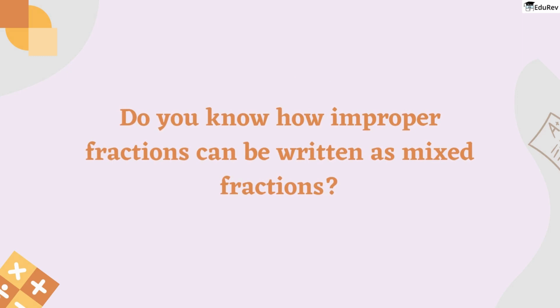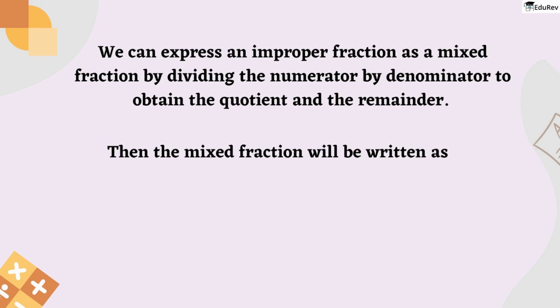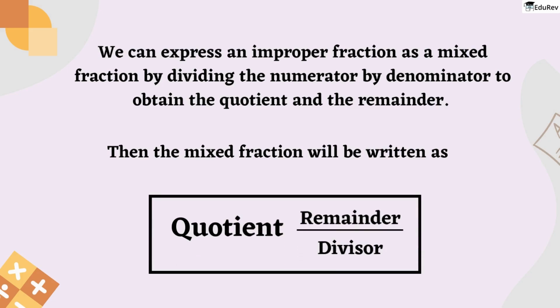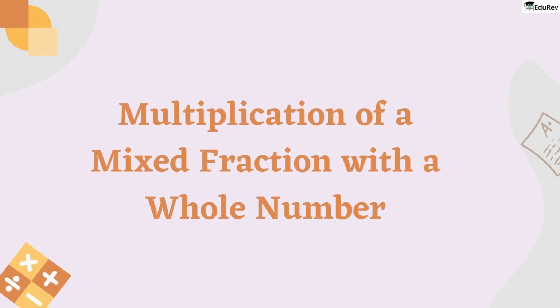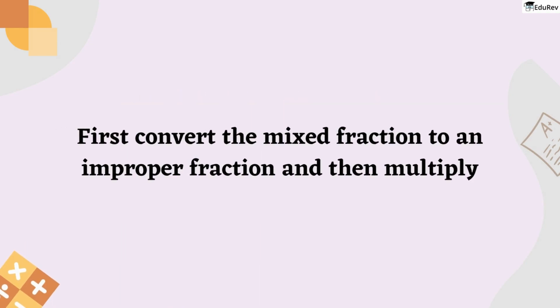Students, do you know how improper fractions can be written as mixed fractions? We can express an improper fraction as a mixed fraction by dividing the numerator by the denominator to obtain the quotient and remainder. Then the mixed fraction will be written as quotient remainder upon divisor. Now students, we will learn how to multiply a mixed fraction with a whole number. To do so, first convert the mixed fraction to an improper fraction and then multiply.